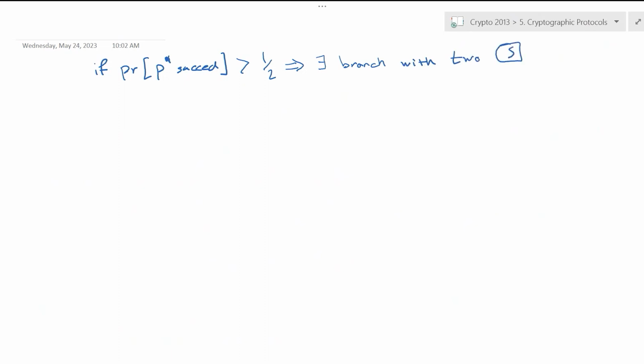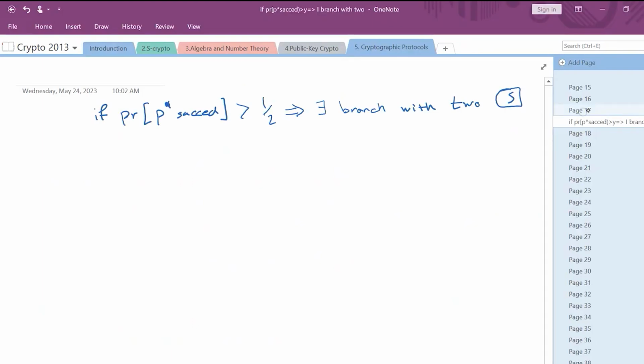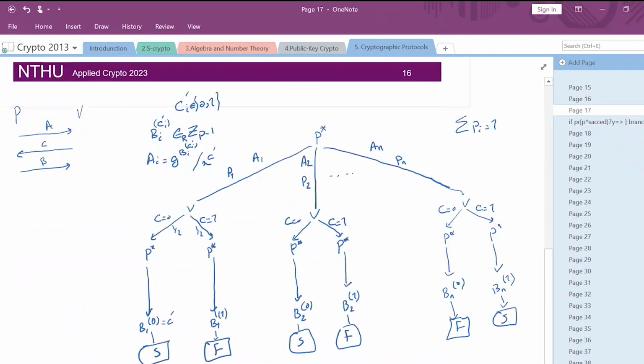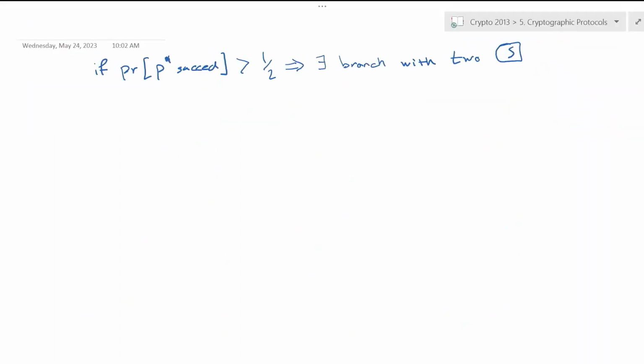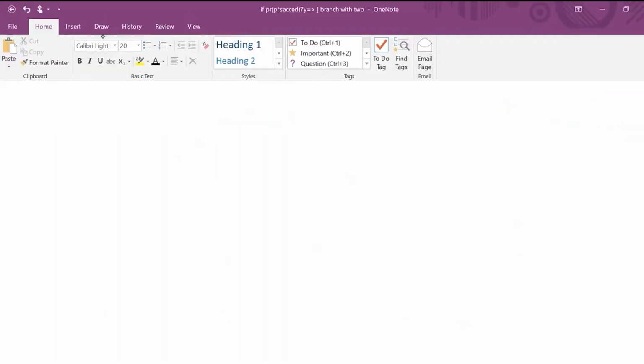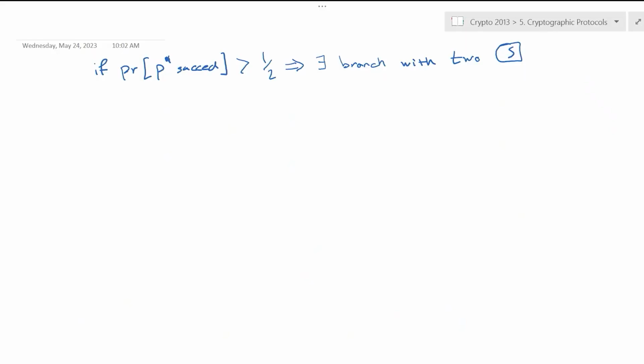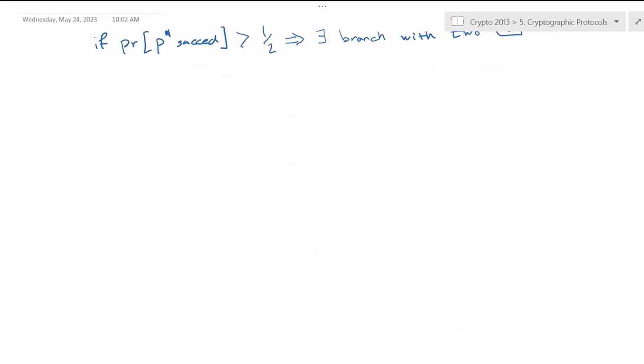2 successes, right? So if I go back over here, we know that after we do all this computation, we are supposed to have an equal number of successes and failures. And if somebody claims that they can win with more than 50% probability, that can only happen if there is a branch over here in which we have 2 successes, right? So that means the number of successes is greater than the number of failures. And so I suppose that this could be that branch. So let's say that is the branch i.